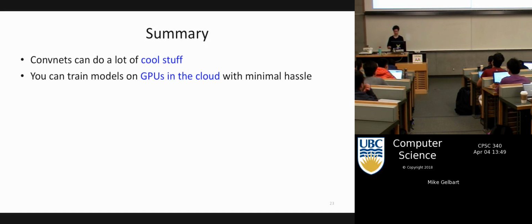Okay, so pretty short summary today. You can do a lot of cool stuff with convolutional neural networks. We looked at depth estimation and style transfer and all those things. They're amazing, but there's also a long way to go. And cloud computing makes all this stuff a lot more accessible than it otherwise would be in terms of hardware, in terms of software, reproducibility, all these kinds of things. So it's definitely an important direction that the field is going in.